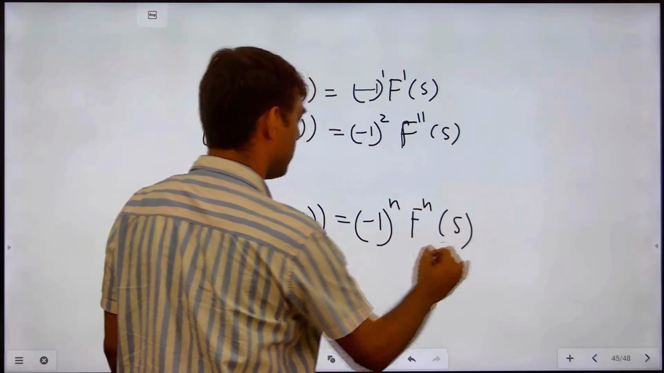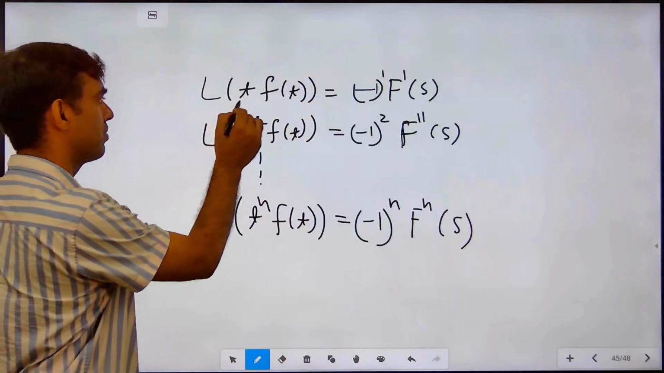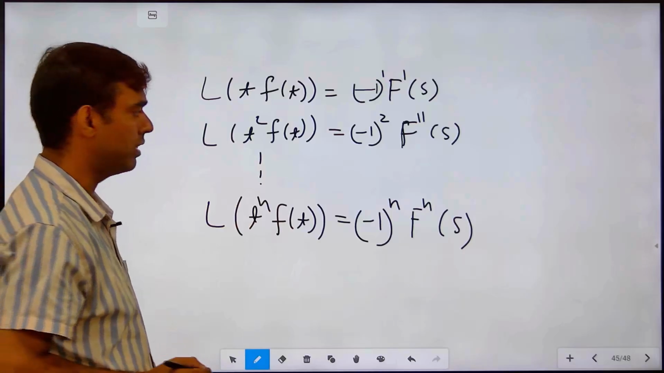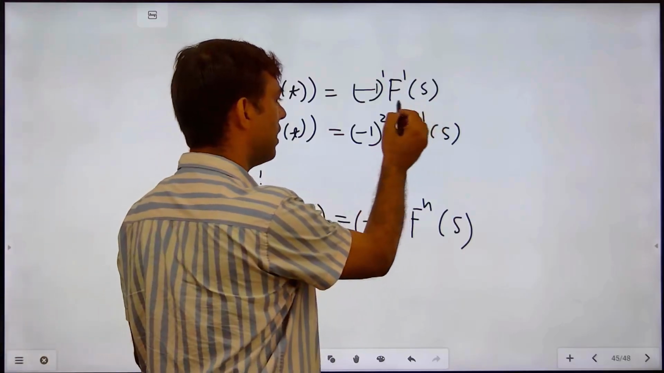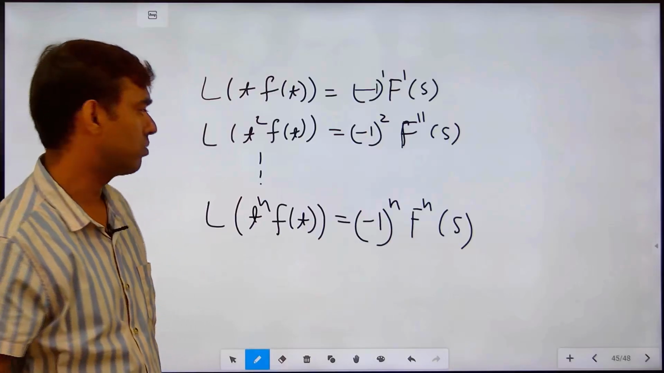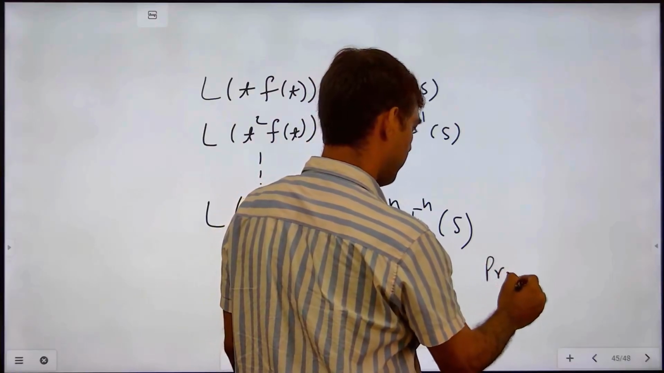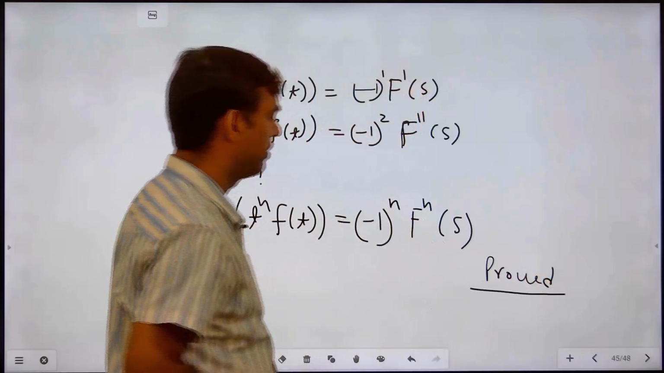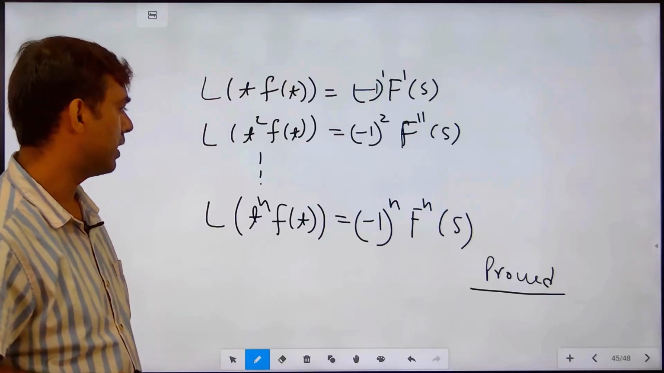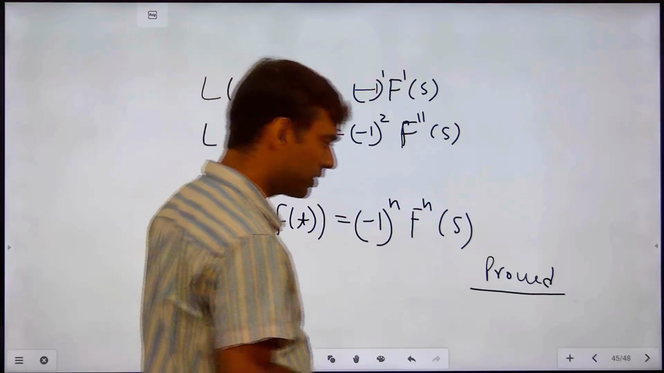In a similar manner, the Laplace transform of t to the power n f(t) equals minus 1 to the power n F^n(s). If we have the Laplace transform of f(t), then we are able to find the Laplace transform of t f(t), t square f(t), t cube f(t), t to the power n f(t) by differentiating F(s) one time, two times, three times and n times, and multiplying by minus 1 to the power 1, minus 1 to the power 2 and minus 1 to the power n. In this way we can find the Laplace transform of t cube f(t), t to the power 4 f(t) and t to the power n f(t) if the Laplace transform of f(t) equals F(s).